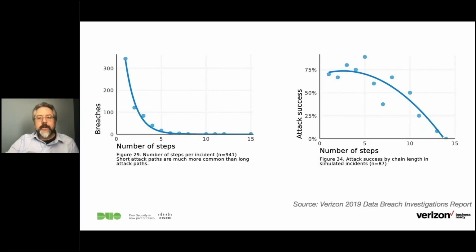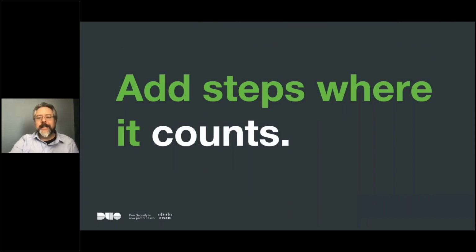The Verizon Data Breach Report has done some really intriguing work on this. And what they've actually found, with an N of 87, is that around 10 is the magic number to cut the likelihood of an attack in half. If you have 10 or more steps, the likelihood of those steps being detected or prevented, or the criminal giving up, increases and the success of the attack drops to 50%. So we've got some good data that shows where we can add steps that counts.